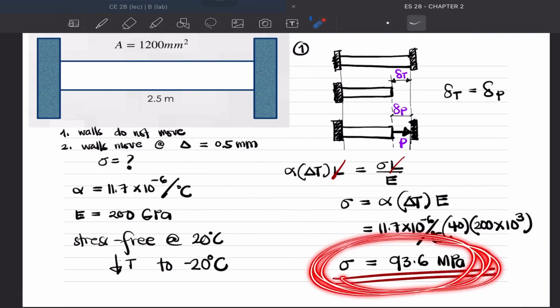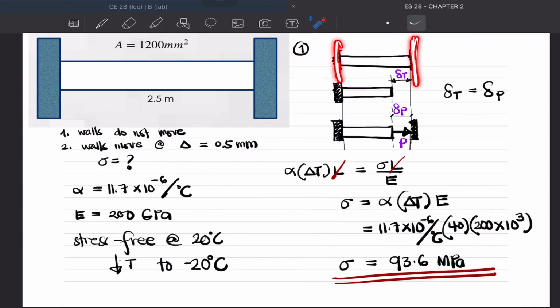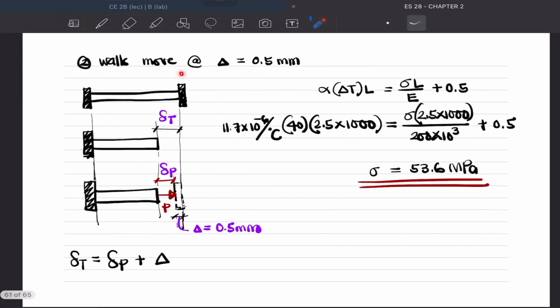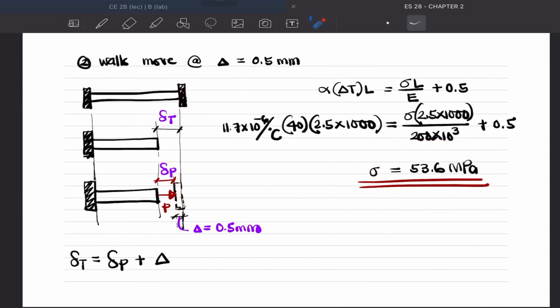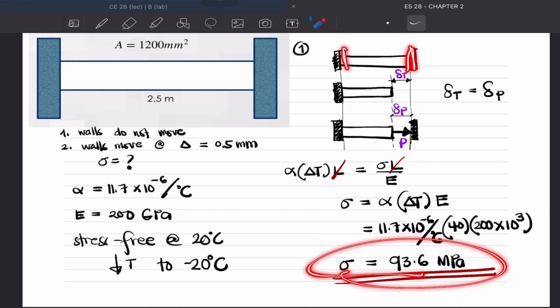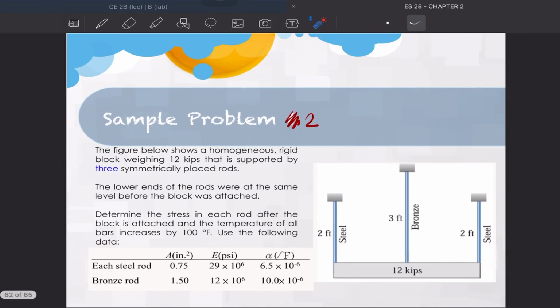stress diri because rigid kaayo iyang wall. Pero pag diri nga naka-move ang wall og 0.5 mm, mas na-reduce ang stress nga iyang gi-exert kesa diri sa rigid gid kay siya. Okay, so problem number 2.